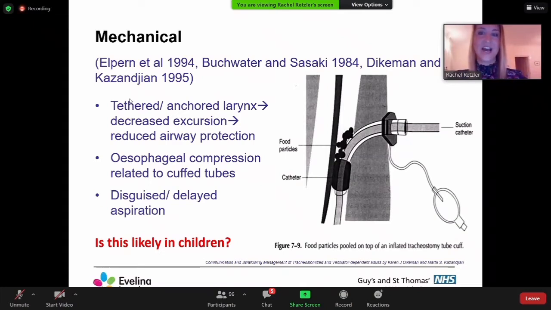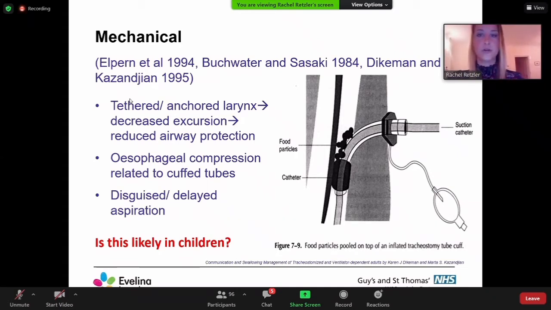Mechanical implications of a cuffed tube. There's quite a lot to discuss here. There are several reasons that an inflated cuff does not prevent aspiration. The physical presence of the cuff will reduce the potential that material will immediately contaminate the trachea if it enters the larynx and penetrates below the level of the vocal cords. As you can see in the image here, aspirated material is pooling on top of the inflated cuff.